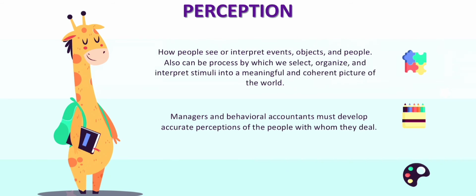Managers and behavioral accountants must develop accurate perception of the people with whom they deal. The differences that they perceive between key groups of people may account for successful or unsuccessful operation. For example, a plant manager must develop perception of individual supervisors, major customers, union officers, sales representatives, and other managers.